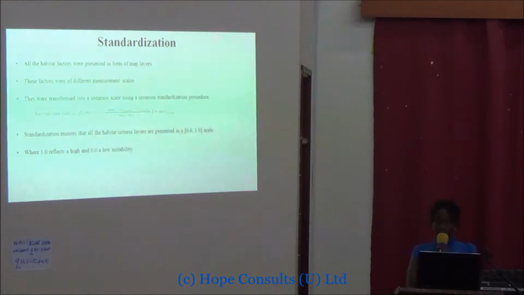All the habitat factors were presented in form of raster map layers, and they were all standardized to a common scale of 0.0 to 1.0, where 1.0 represented highest suitability and 0.0 represented the least suitability.